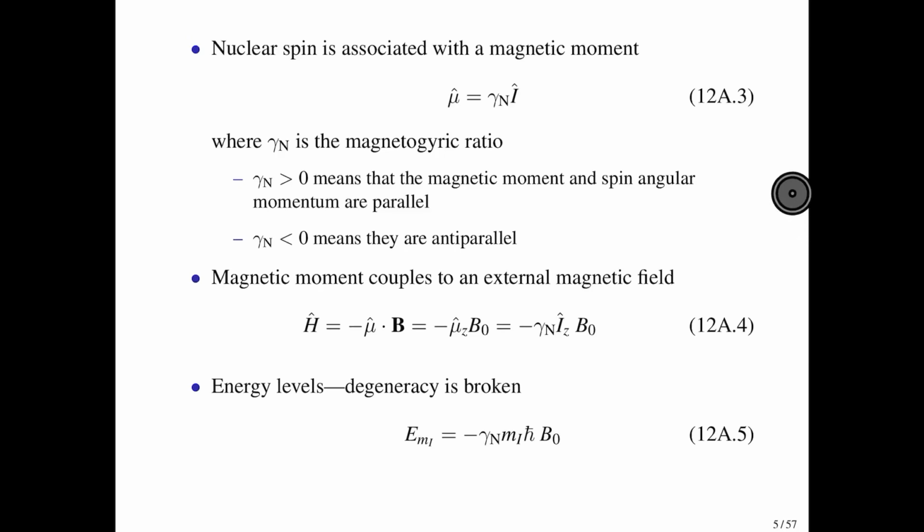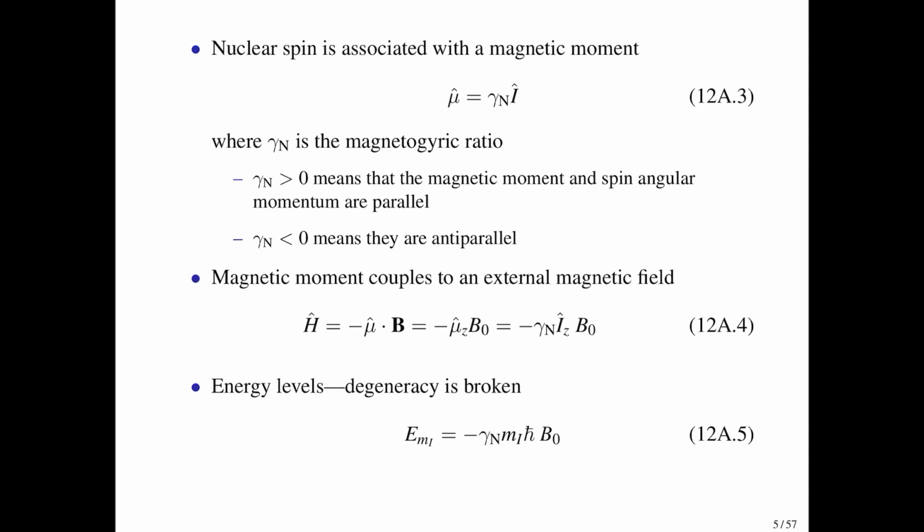Well, the spin angular momentum is associated with a magnetic moment. That's represented by the operator mu here. Mu is related to the spin angular momentum, and the proportionality factor here, gamma sub n, is called the magnetogyric ratio for that particular nucleus. So the value of gamma n depends on what nucleus you're talking about. And it can take on commonly positive values, but also negative values.